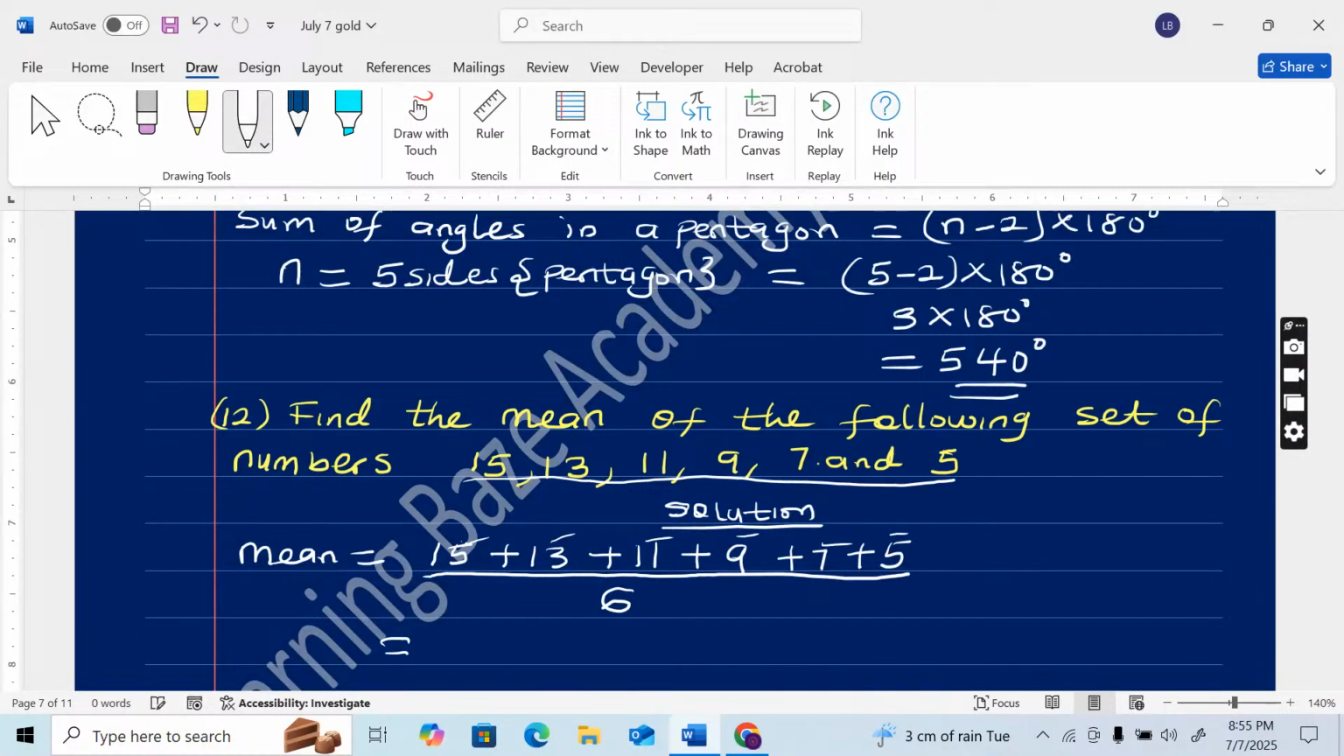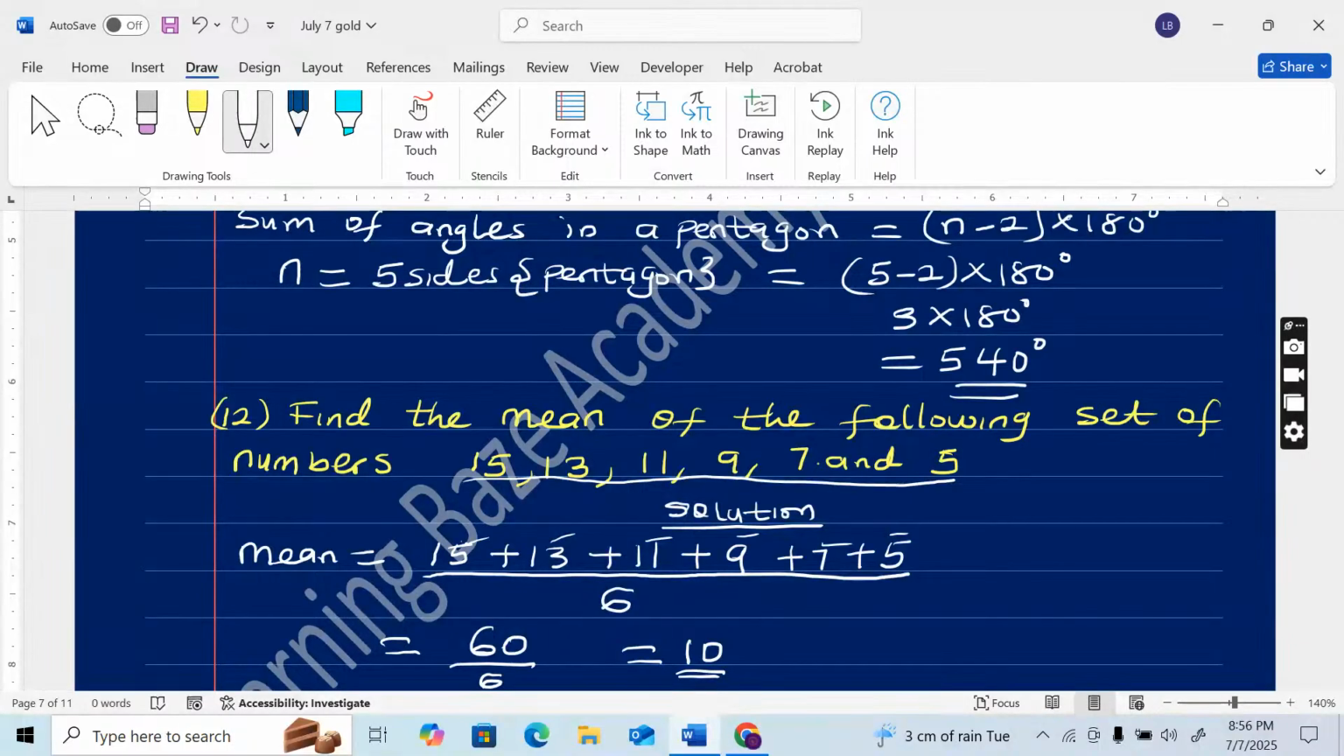Now when we sum up these numbers, here we have 20, plus 27, plus 5, we have 32. 32 plus 13, we have 45, then plus 15, we have 60. Then 60 divided by 6 gives 10. So the mean of these numbers is 10.